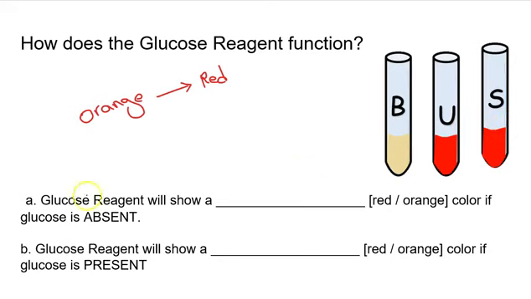Okay, so then which color will glucose reagent show if glucose is absent? Like in our B test tube, it shows orange. Why? Again, because there is no glucose. If there is glucose in our solution, then the solution color would change from orange to red. When there is no glucose, our solution color is not going to change, and we can see the orange color. But what if our glucose reagent shows the red color? It means glucose is present.